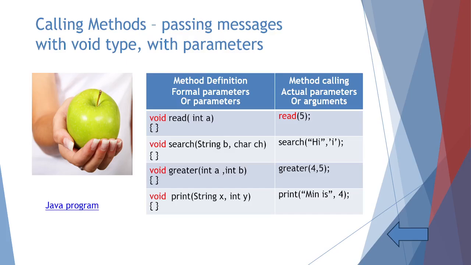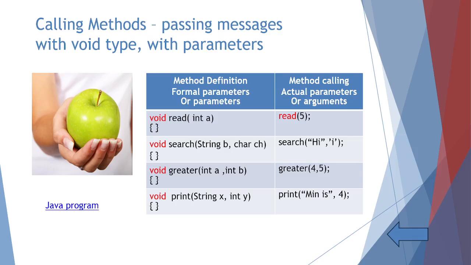So we need to observe three parts. What are they? Method return type, which is void, so no problems. Name of the methods and parameters. So in the first method read, we need to give an integer. 5 we are giving or any other variable. So at the method definition header, int a with the data type are known as formal parameters, whereas at method calling, 5 is known as actual parameter.